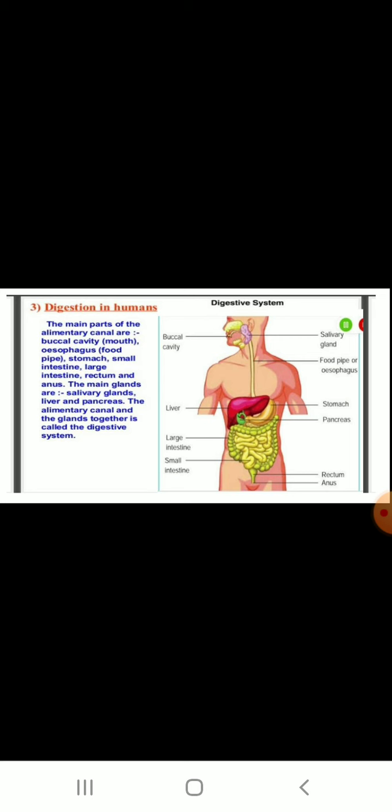The liver helps in detoxification, which means it is a very important organ in the body. Detoxification means it is going to remove the toxins. That is why it is called the detoxification process. You will study it in higher classes.